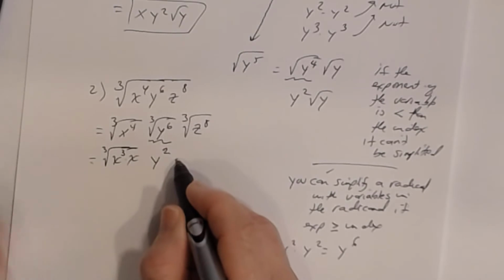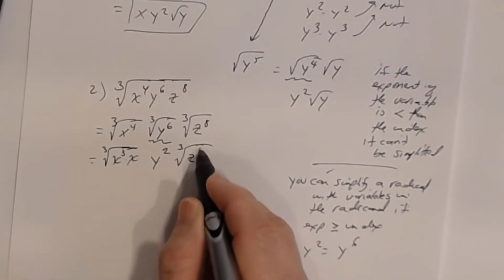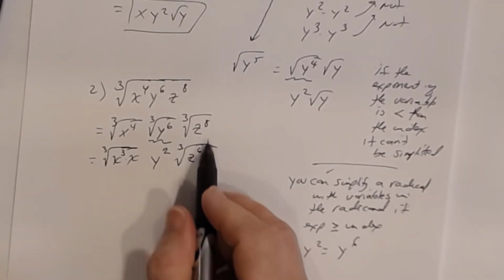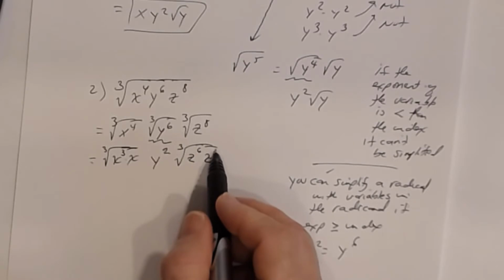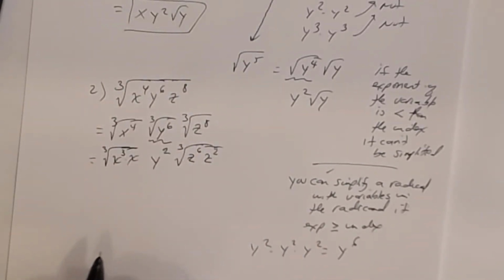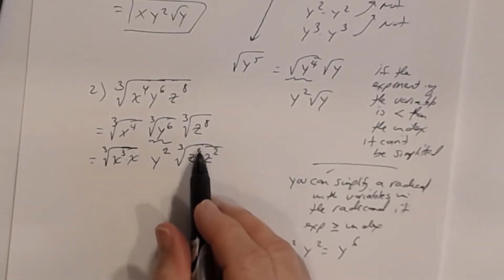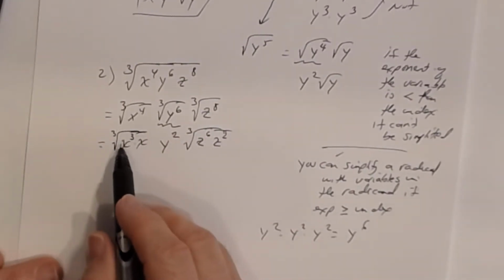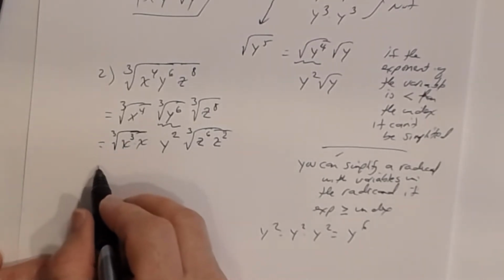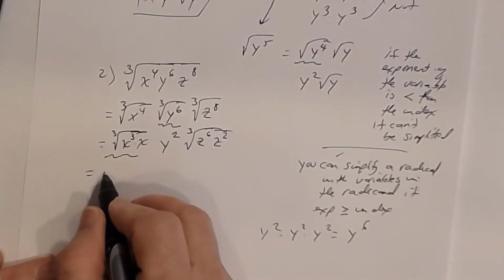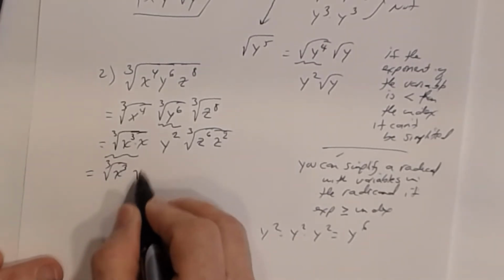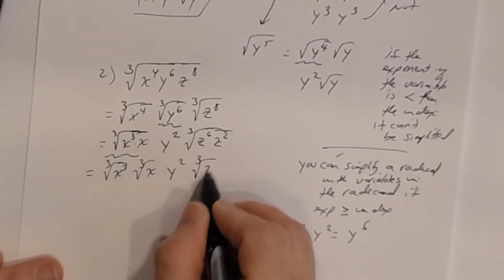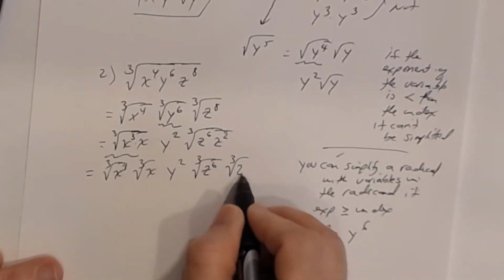So now you're going to rewrite this as the cube root of z to the 6th times z. Now be careful. 6 plus what is 8? 6 plus 2, right? So that becomes z squared. When you multiply like bases, you add exponents. 6 plus 2 is 8. All right, now here's what I'm going to do. I'm going to rewrite this as a product of separate radicals. So the cube root of x cubed times the cube root of x times y squared times the cube root of z to the 6th times the cube root of z squared.